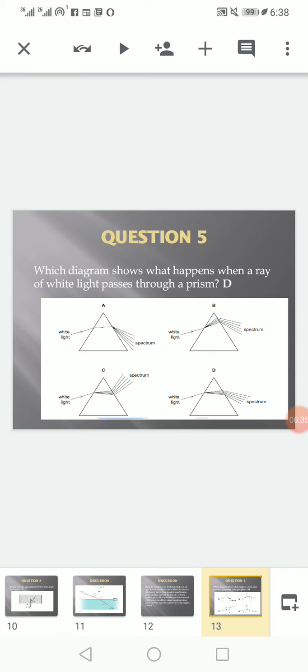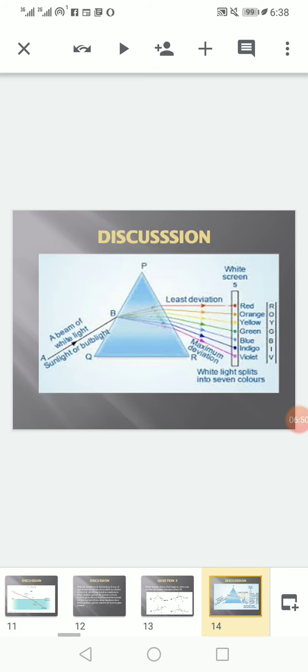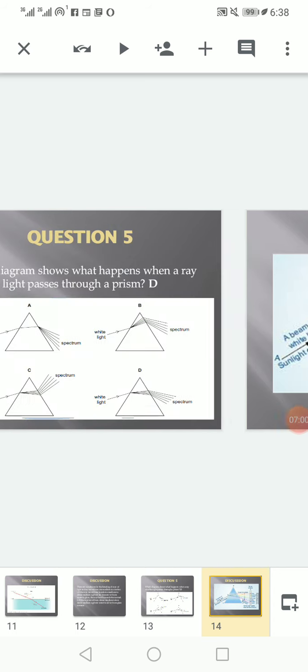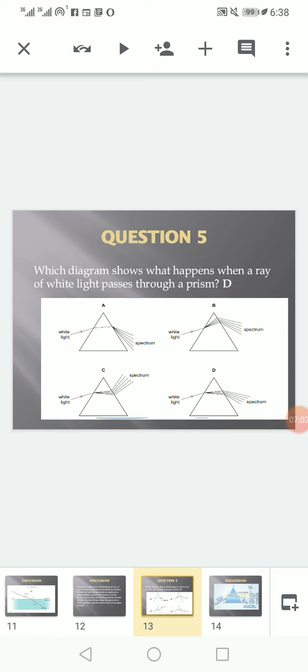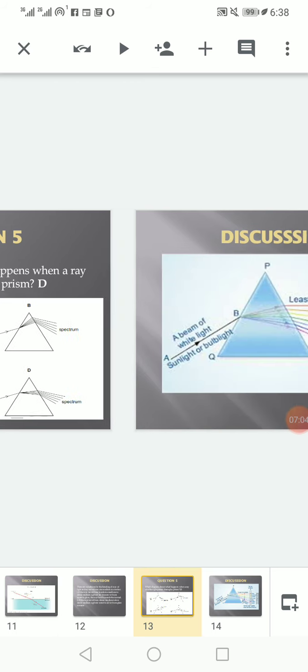Now, this question says, which diagram shows what happens when a ray of white light passes through a prism? We have option A, option B, option C, and option D. And the answer is option D. So let's go to our discussion slide. Why is it option D? Number one, if you study the diagram very well, you discover that the light spreads at the point B. So that is why option D is the correct answer.